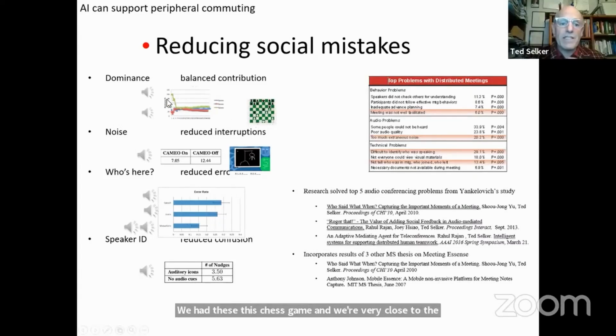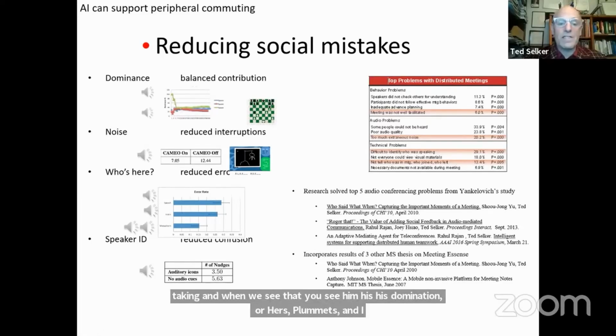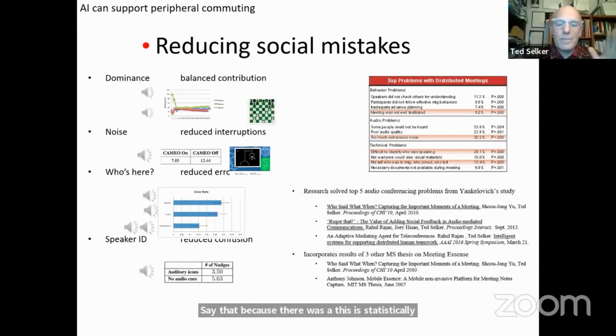And we have these people discussing, they're on one side. I think they're black or something. And you can see that this green line here is because one of the people is dominating the conversation. And what we say to that person is turn taking. And when we say that, you see his or her domination plummets. And I say that because this is statistically significant. We had 12 groups of people do this.